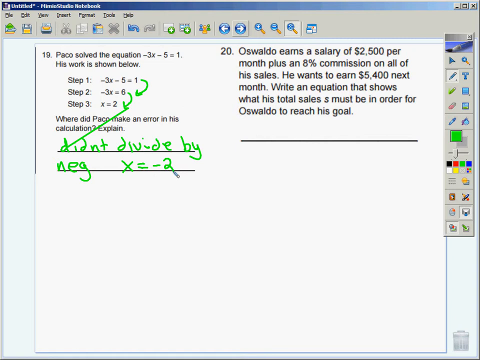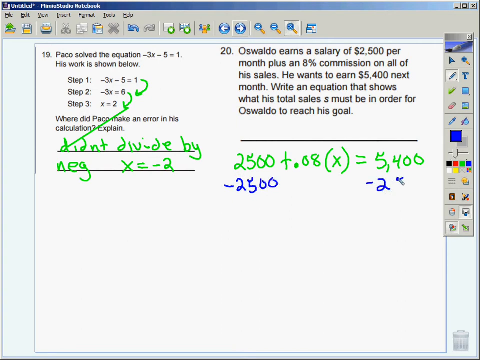Oswaldo earns a salary of $2,500. Salary is a one-time thing. It's how much you're getting each month, each year. 8% commission, which is 0.08 times the number of sales that the person is going to make. And they want to earn, or they did earn, $5,400. Write an equation that shows the total in order for Oswaldo to reach his goal. Well, that would be the equation. Again, I would say if we can write the equation, we should be able to solve it.